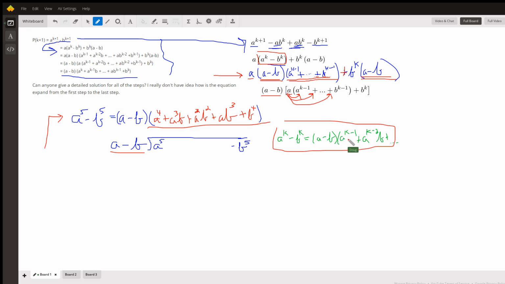And that's what you end up with over here then. That's after distributing the a and then tacking on this plus b to the k at the end. Okay, I have a feeling this is part of a mathematical induction problem, but hopefully that gives you some clue on how you get from here to here.